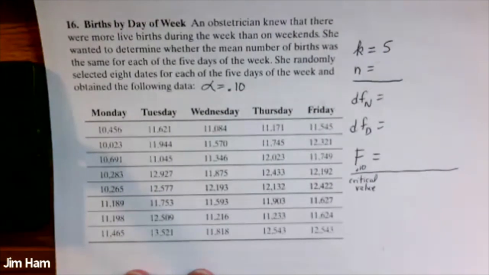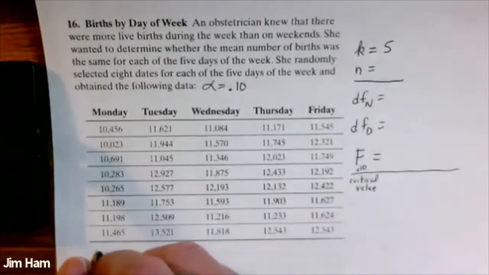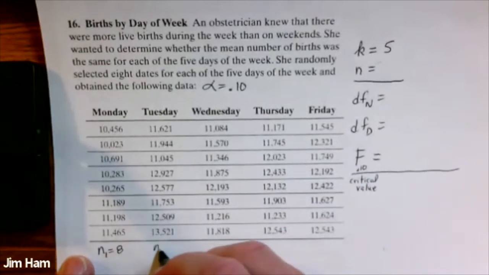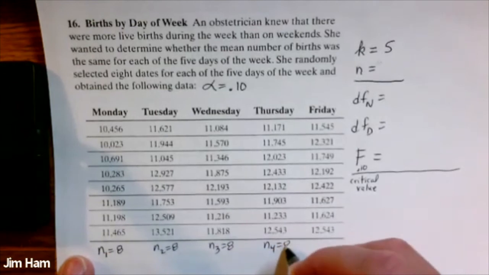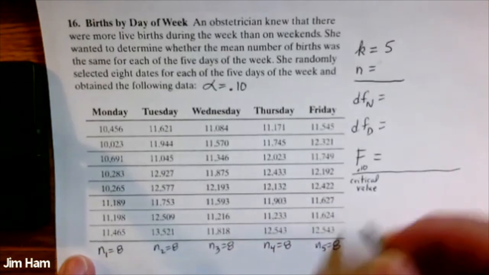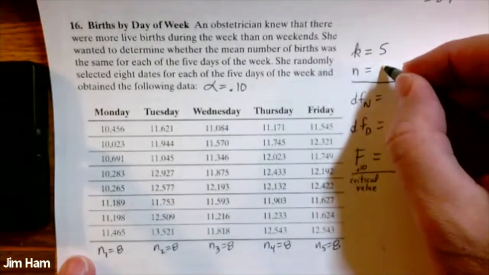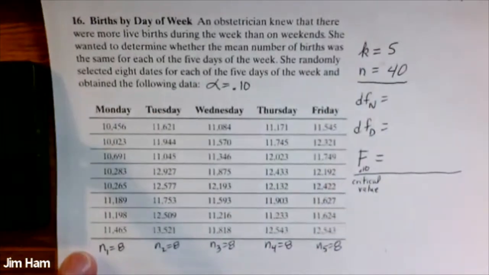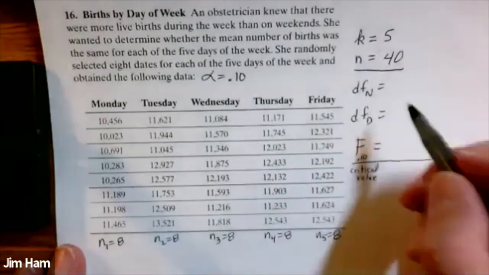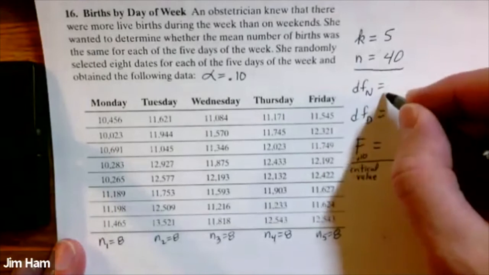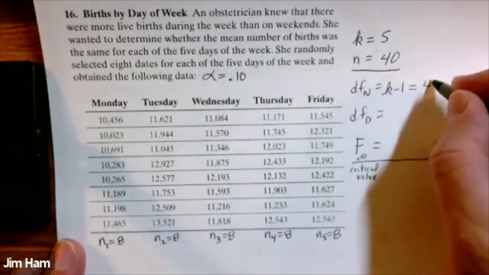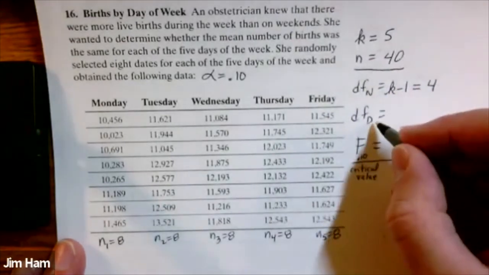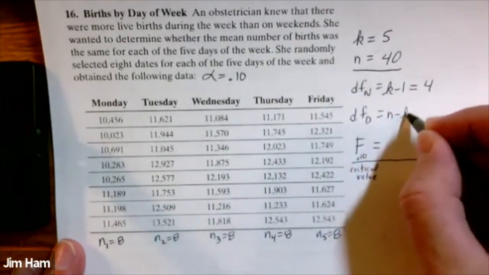N is next. We would have N1 equals 8, N2 equals 8, N3 equals 8, N4 equals 8, N5 equals 8. N equals, good, 40. Okay, next one. What is the degrees of freedom in the numerator? And the formula for that is k minus 1. Okay, very good. 5 minus 1. And the degrees of freedom in the denominator, that's the n minus k.